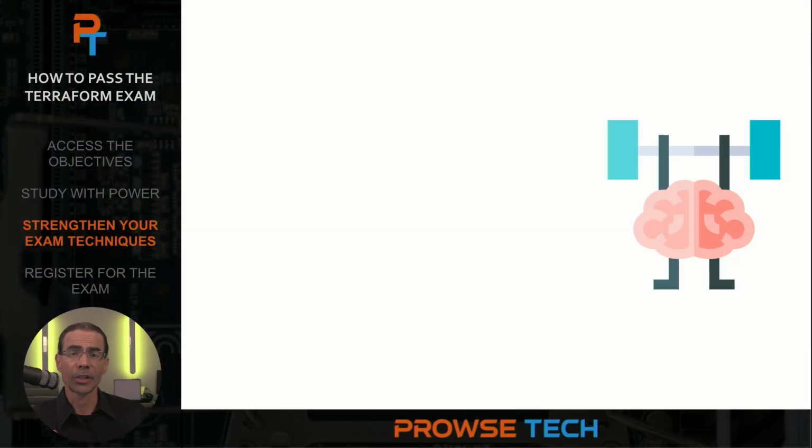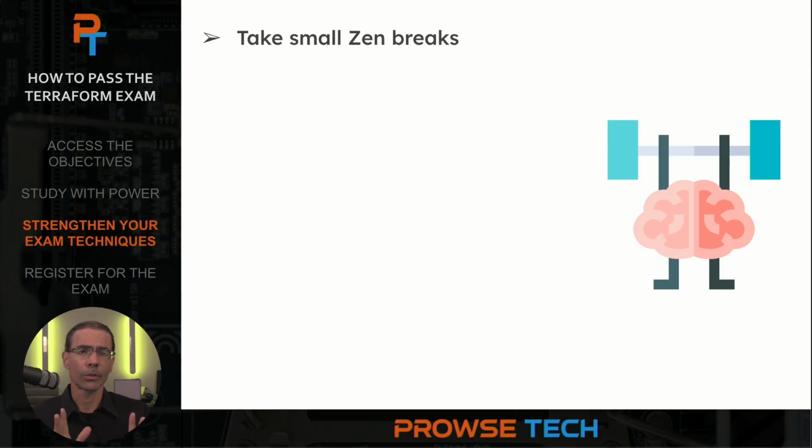Once you've done all your studying for Terraform, learn to strengthen your exam-taking techniques. And here's a brief list of ways to increase your test-taking abilities. First, take small Zen breaks. Every 15 minutes or so, close your eyes and just take a little 15 to 30 second break and just think of nothing. Get the exam out of your mind for about 15 seconds. It can really help to reset and refocus your brain.